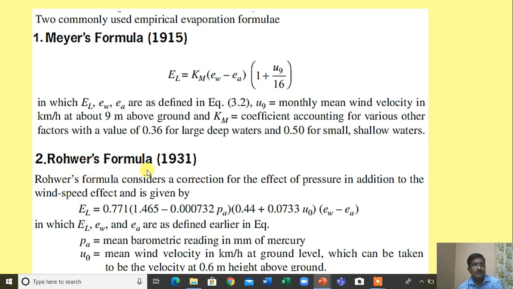Next is Rohwer's formula, which was constituted in 1931. Rohwer's formula considers a correction for the effect of pressure in addition to the wind speed effect, and is given by EL equals 0.771 times (1.465 minus 0.000732 PA) times (0.44 plus 0.0733 U0) times (EW minus EA), where EL, EW and EA are as specified in earlier equations. PA is the mean barometric reading in mm of mercury, and U0 is the mean wind velocity in kilometers per hour at ground level, which can be taken as the velocity at 0.6 meter above the ground.